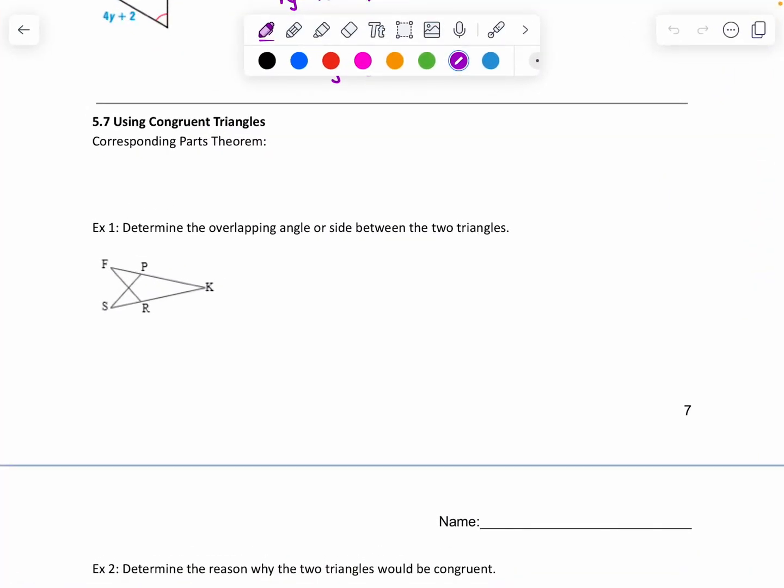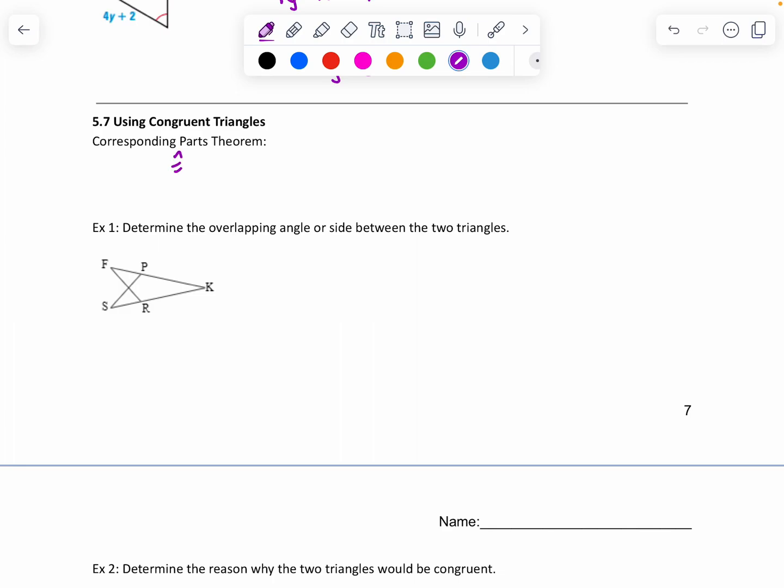In this section, we're going to be looking at using congruent triangles. This is where you're going to prove two triangles congruent, and then from that, you're going to have parts that are congruent. This is actually the corresponding congruent parts theorem.